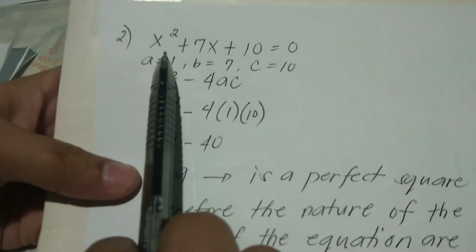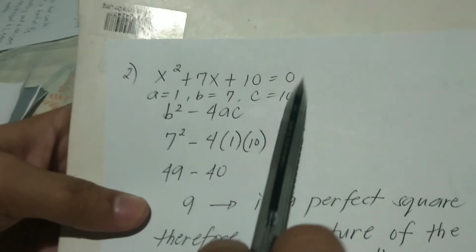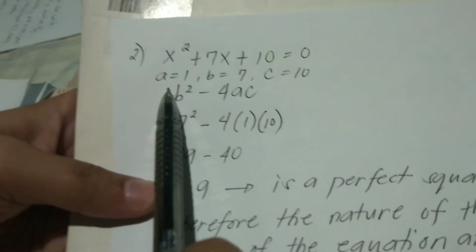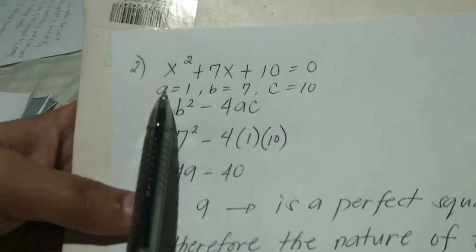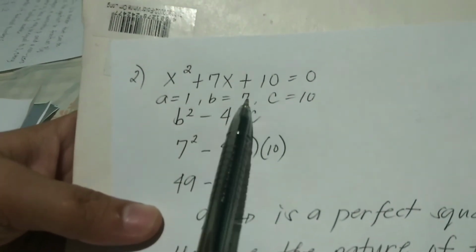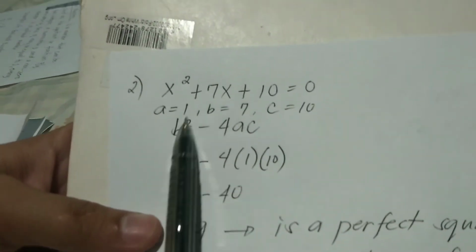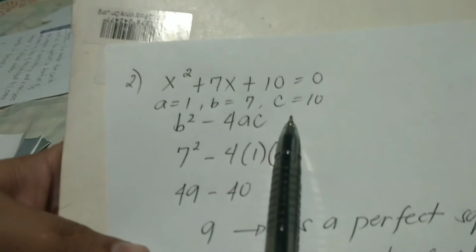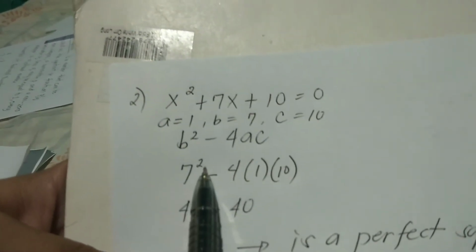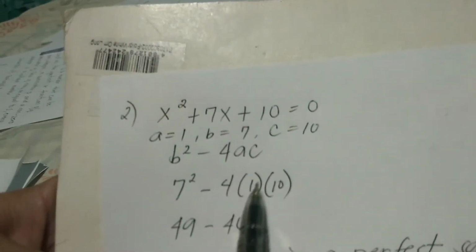Okay, another example. X squared plus 7x plus 10 is equal to 0. Again, identify the values of A, B, and C. So, yung value ng A dito is 1, value of B is 7, value of C is 10. And then, substitute to the discriminant, yung formula ng discriminant. B squared minus 4AC. B is 7 squared minus 4 times 1, which is A, times 10, which is C.